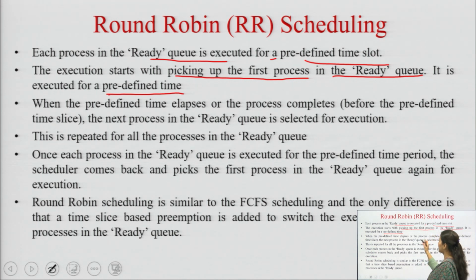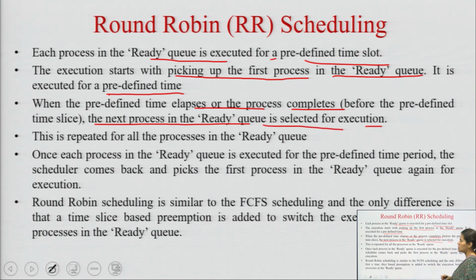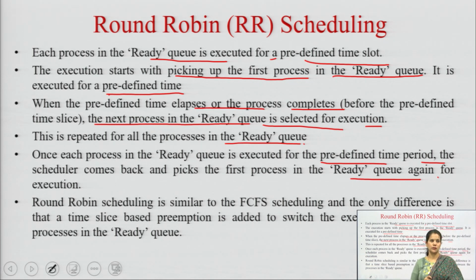When the predefined time elapses or the process completes, or it can also happen that the execution completes before the predefined time, in that case also the execution switches to another task in the queue. If this happens, the next process in the ready queue is selected for execution. This is repeated for all the processes in the ready queue. Once each process in the ready queue has been executed for the predefined time period, the scheduler comes back and picks the first process in the ready queue again for execution. So, this is what is happening in this mechanism.